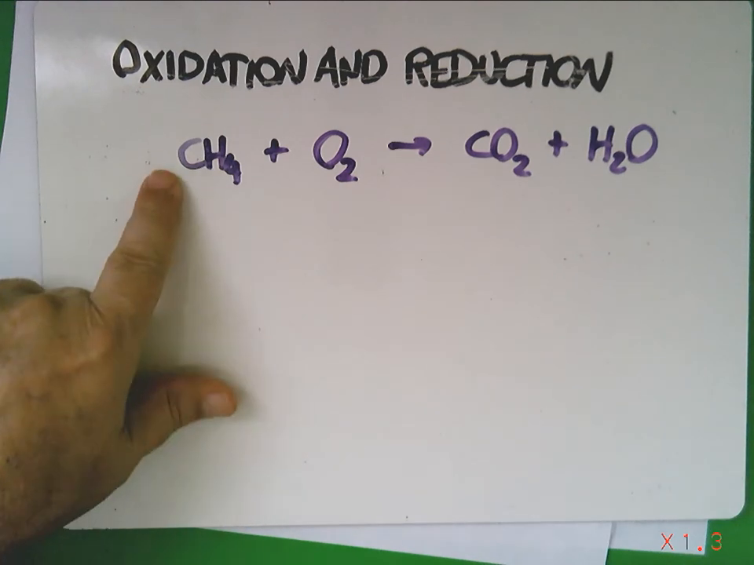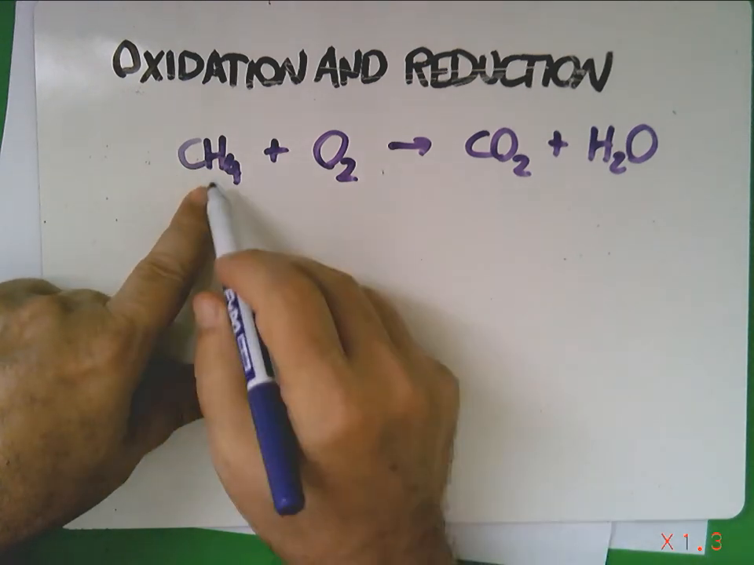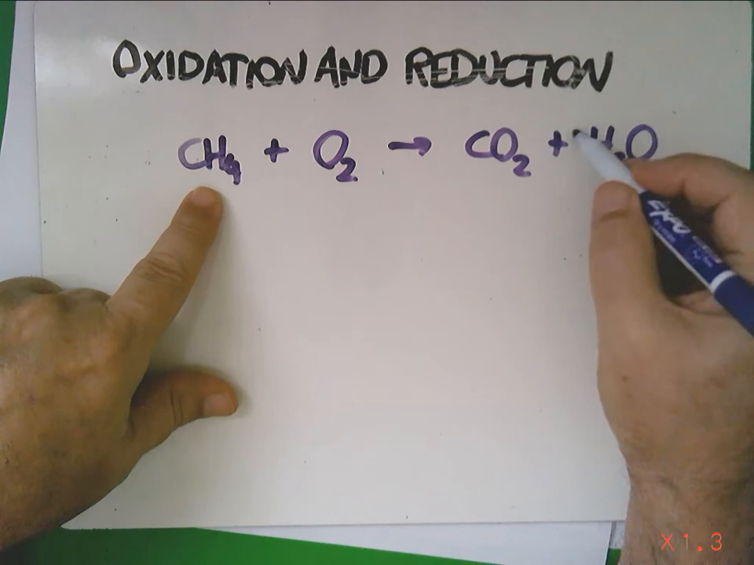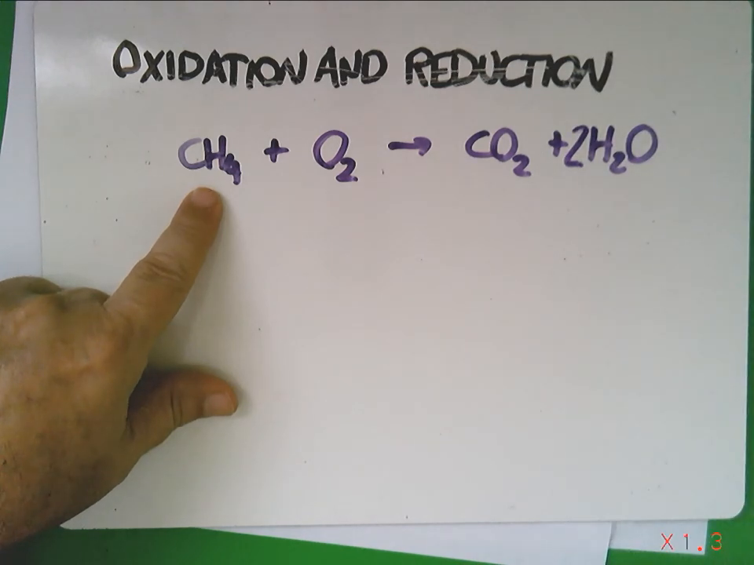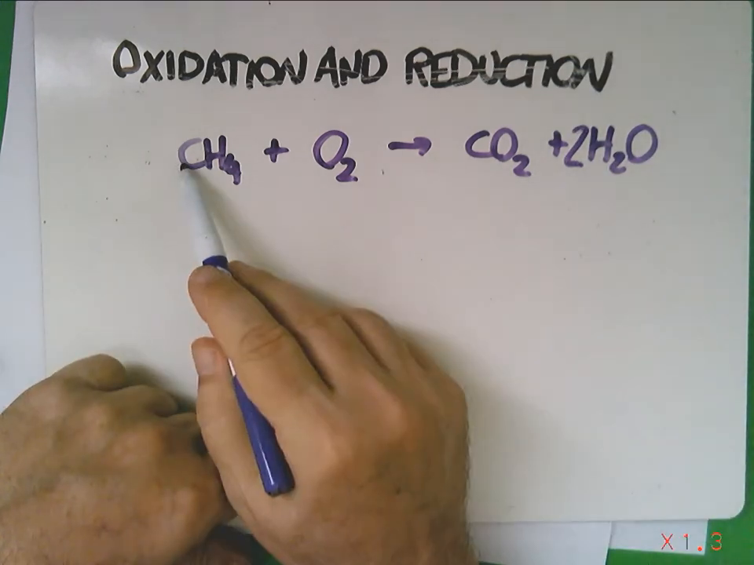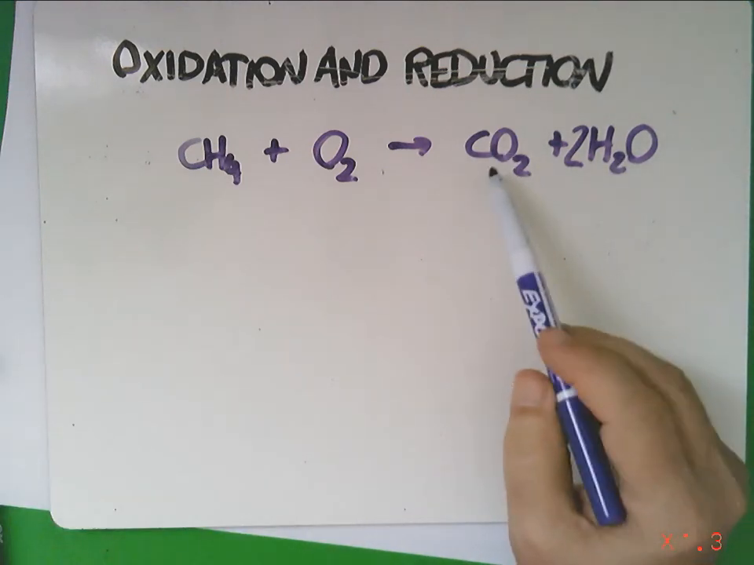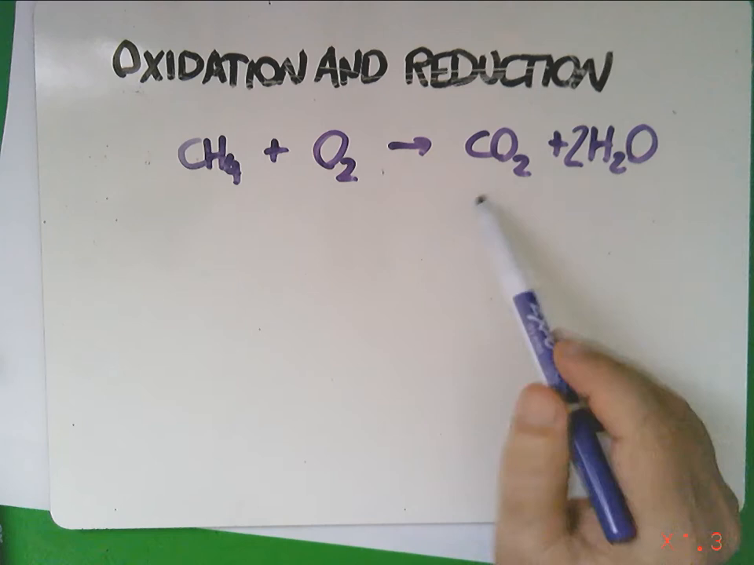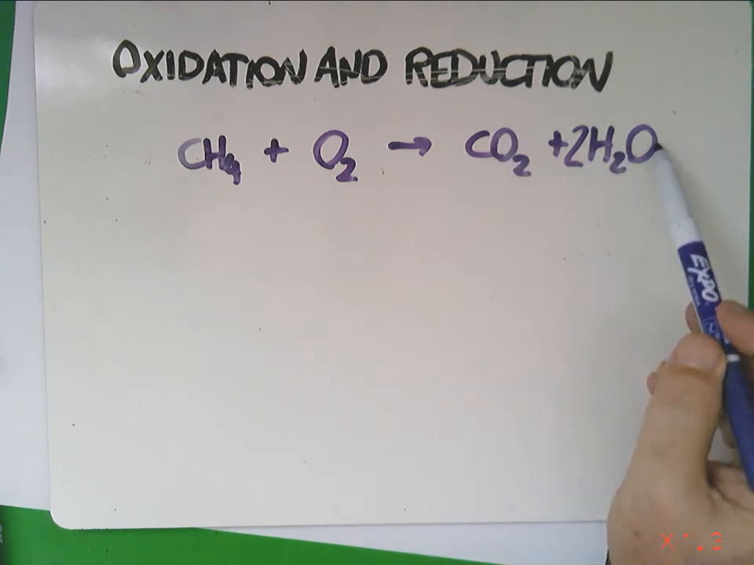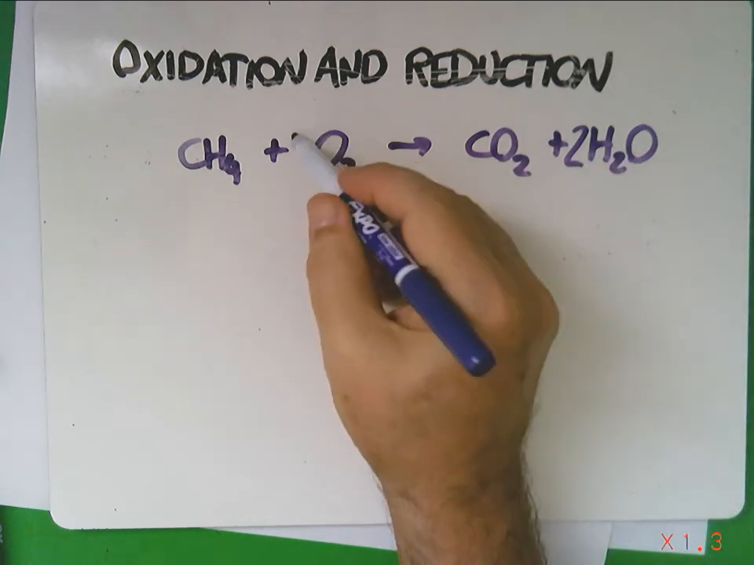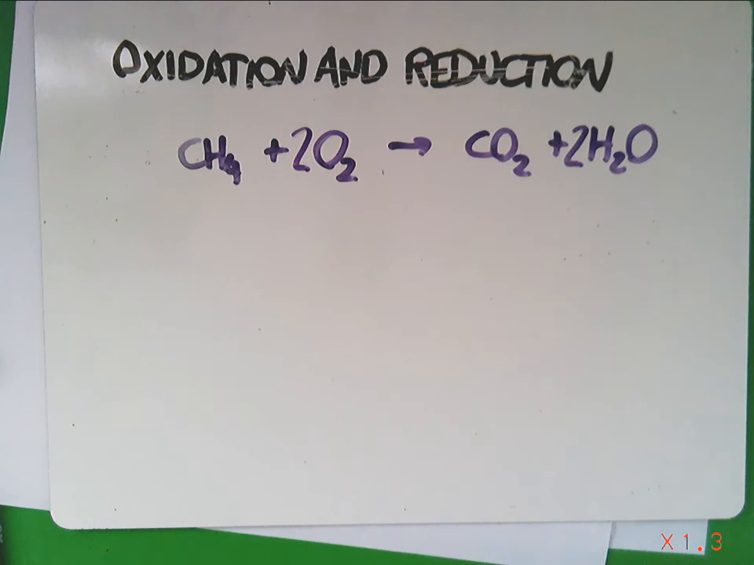If I put a 1 in front of the CH4, there's 4 hydrogens on this side, so I'll need to put a 2 there. Now, if I put a 1 in front of this, there's 1 CO2 there. So this side is all nailed down at this point. How many oxygens on this side? Well, there's 2 here and 2 there, so I better put a 2 there. Now it's balanced. Okay, if this is a redox reaction, I want to see where the electrons are coming from and where they're going to.